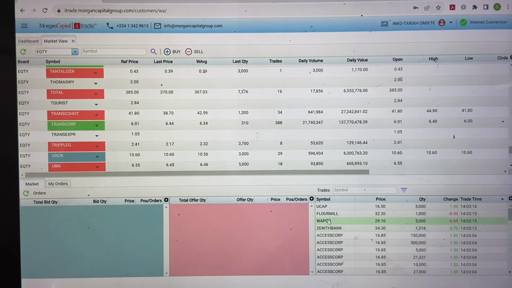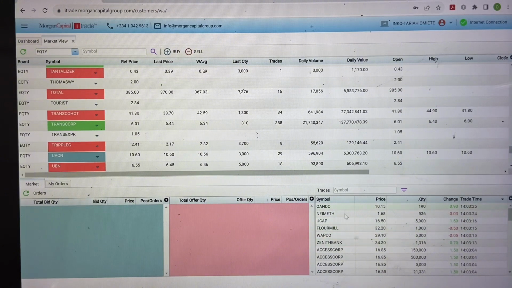Next, Zenith, WAPCO, Flour Mill, UCAP, like that. So every moment you see transactions happening, even the trade time is displayed exactly as it happens, and this shows whether it is gaining or losing. Like I said about color codes, red means it is losing, and green means it is gaining, and whatever amount it has gained for the day.